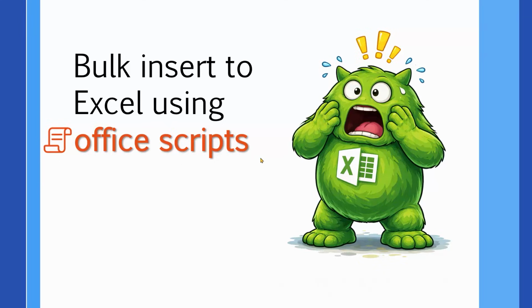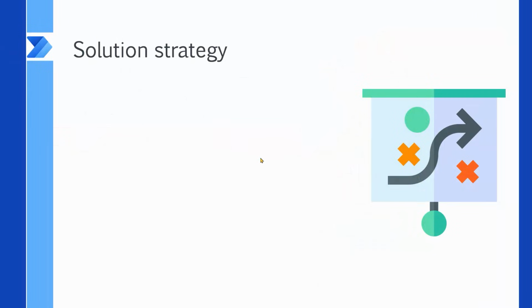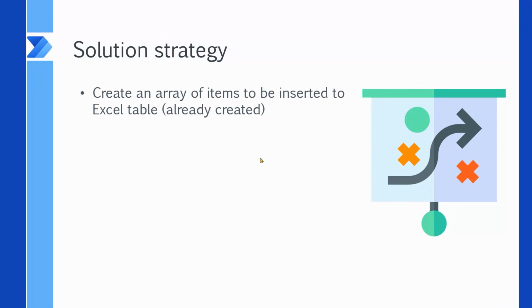The big difference between Office Scripts and macros is that Office Scripts are stored in your O365. So you cannot have Office Scripts on a file that is strictly on your desktop unless that file is on SharePoint or your OneDrive, which is exactly where we want them when we work with Power Automate flows. So here is our strategy to do the bulk insert. First, we want to create an array of items to be inserted into the Excel table.